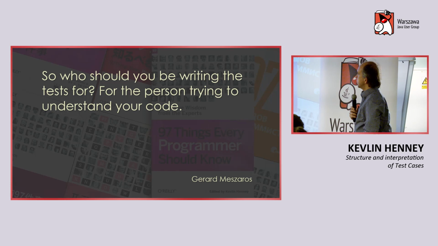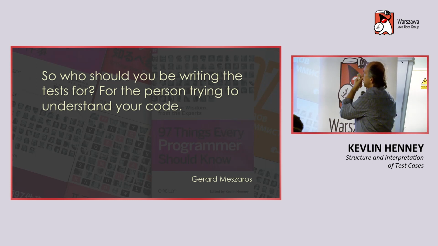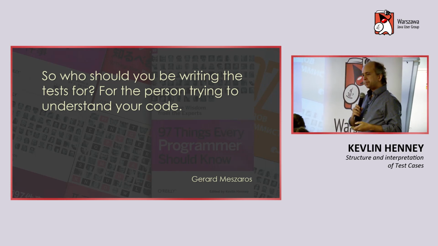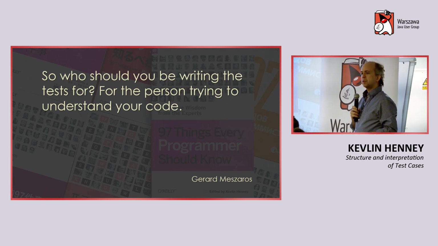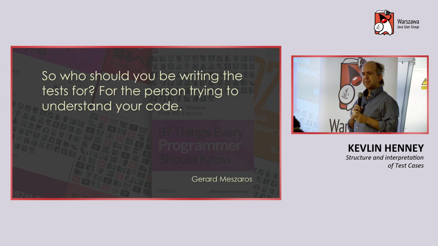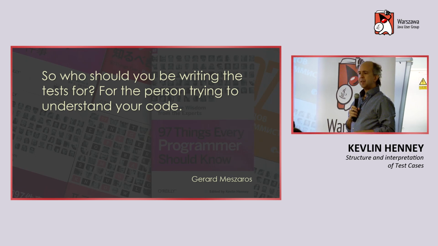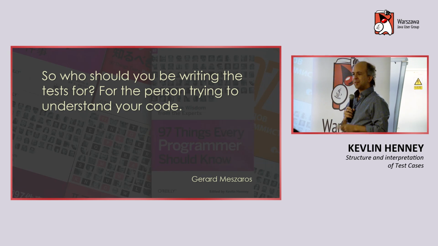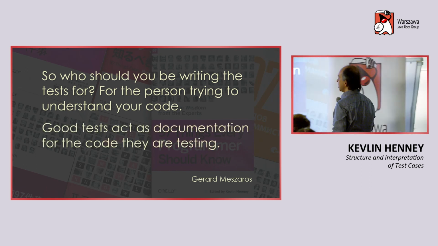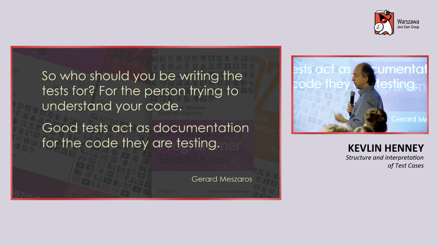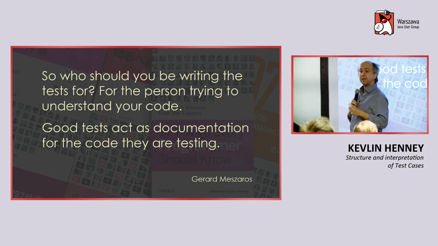Who is that somebody else? Who should you be writing the test for? Now, this is the really interesting thing. Gerard points this out. It's for the person trying to understand your code. Now, that's a really subtle thing, because there's something he's not saying there. You are not writing the test for the people who want to understand your tests. No, you are writing the test for the people who understand the code that is being tested. Good tests act as documentation for the code they are testing. Perhaps not the only documentation, but they serve a role.